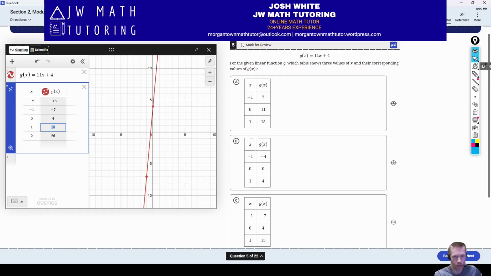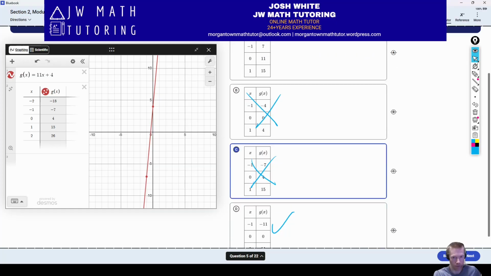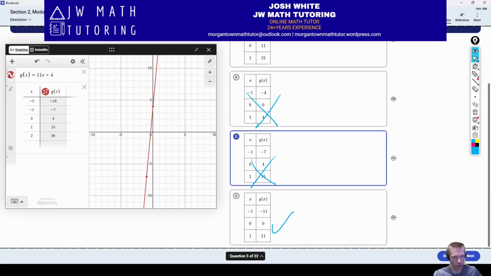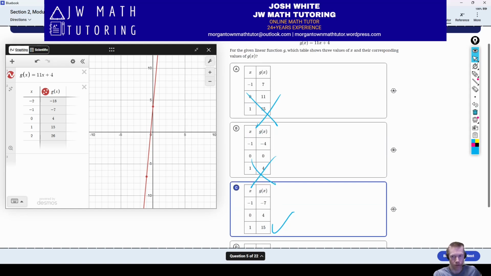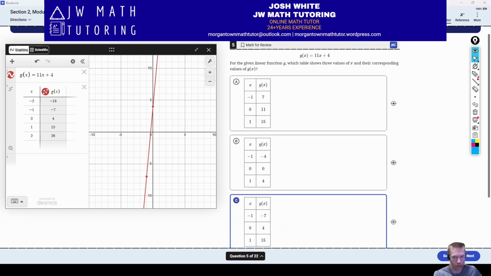Okay, the first, letter A. Do we have -7, 4, and 15? No. B, do we have -7, 4, 15? No. C, do we have -7, 4, 15? Yes, correct. That's going to be the correct answer. We can scroll down to look at D. Okay, it's obviously wrong. It's not -7, 4, 15. So that is what I think is the quickest, fastest, easiest way to do this problem.